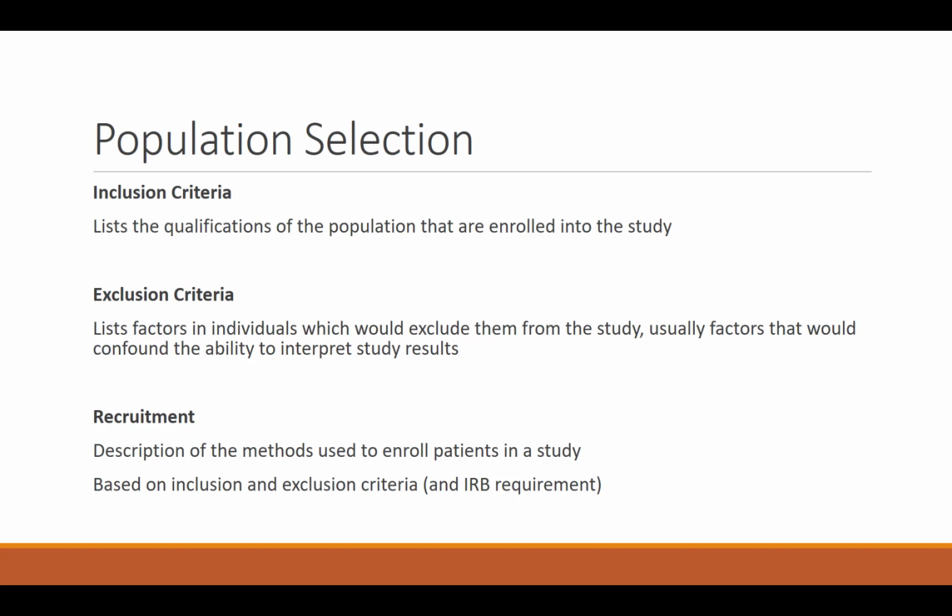The final component of population selection has to do with recruitment, which is the description of the methods that were used to enroll patients into the study. And obviously these methods will be based on inclusion and exclusion criteria. They're also an IRB requirement. Recruitment should also list factors such as the time period through which the recruitment process is occurring.